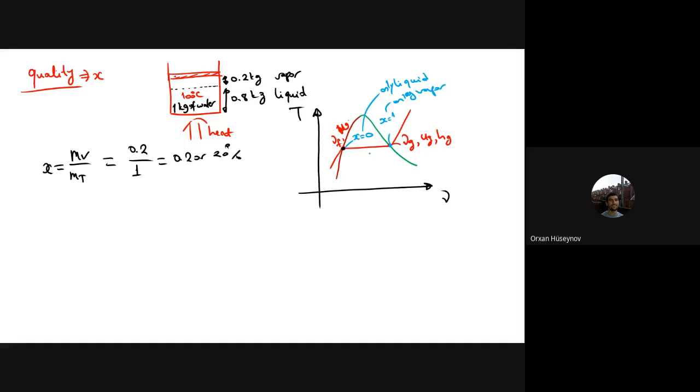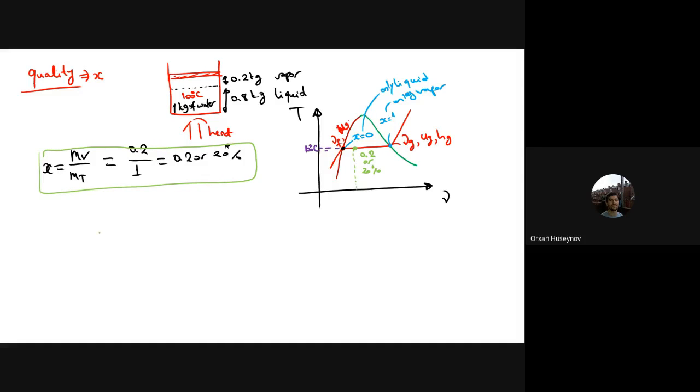If I am at some midpoint here, let's first talk about our example, and also let me show the temperature value here. It's 100 degrees Celsius. For our example, the quality is 0.2, and it means that we are almost here. So the quality is here, 0.2 or 20%. Okay, so this one is the definition of the quality.